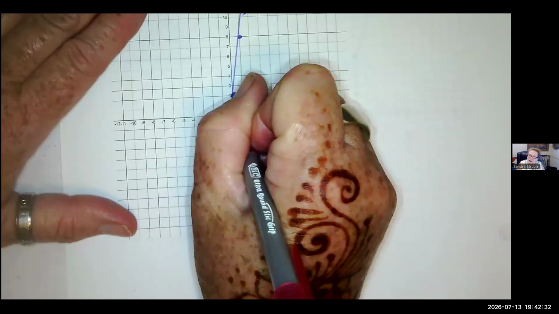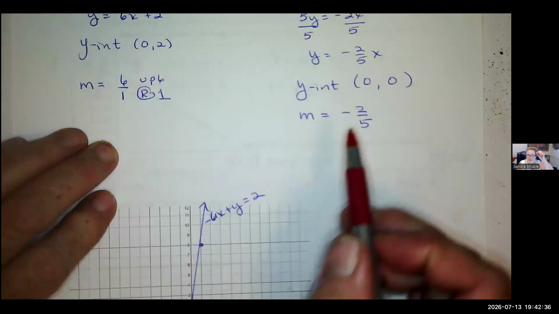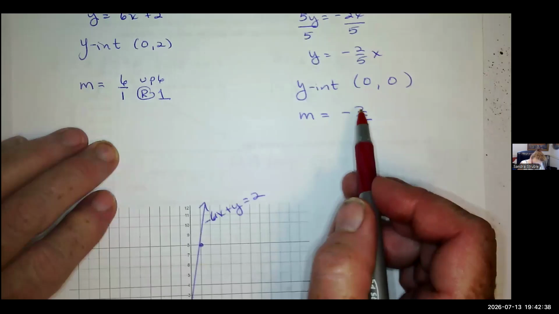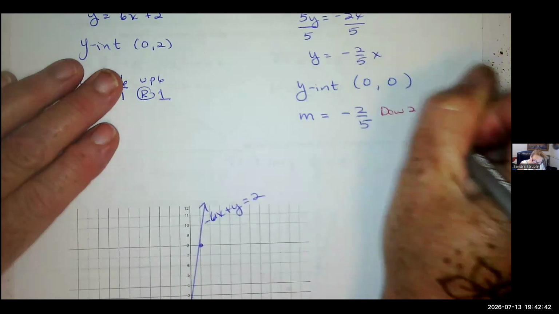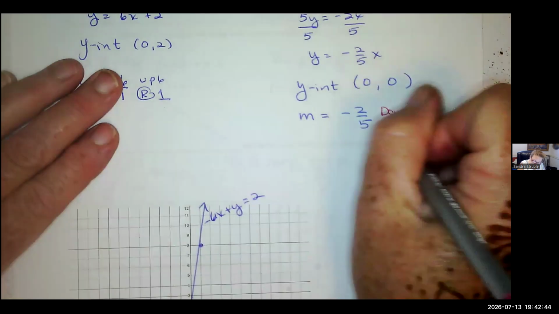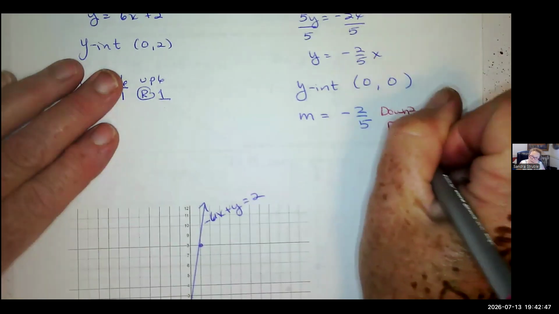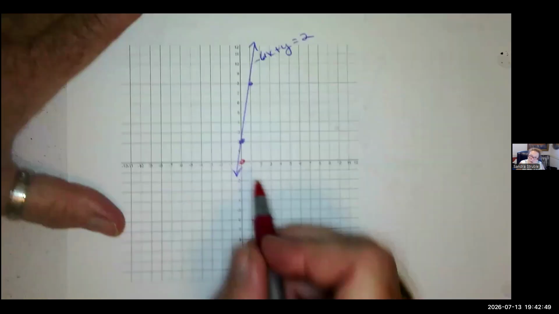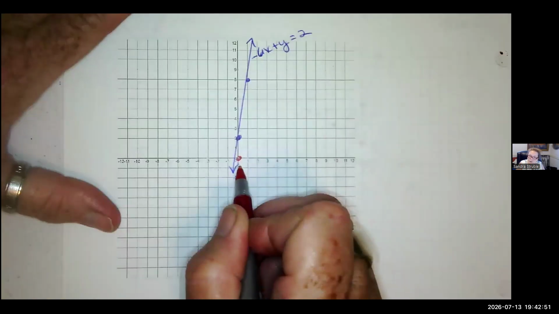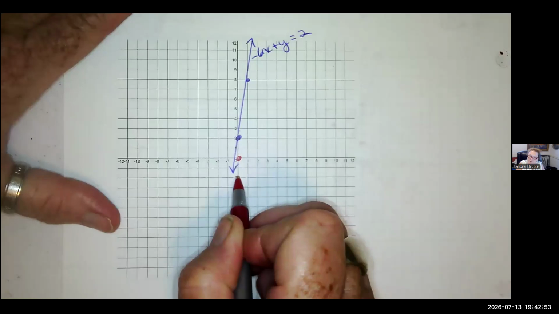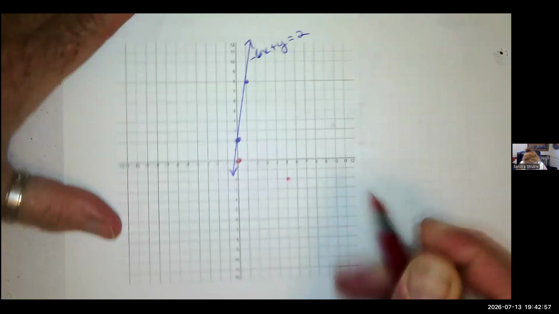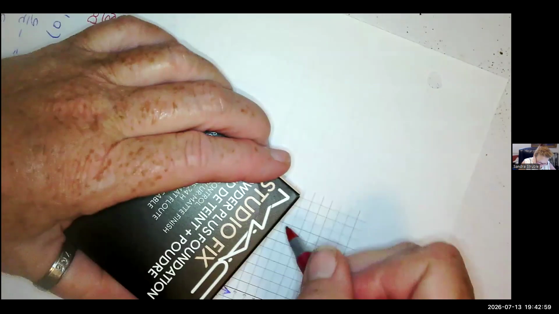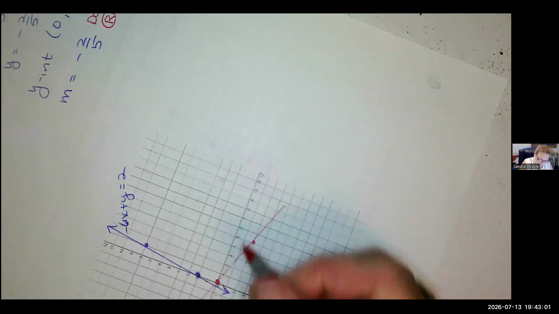And then from my y-intercept, I'm going to go negative 2 for my rise. So that means down 2. And I'm down 2. And then I'm going to run to the right 5. From my y-intercept, I'm going to go down 2 and run to the right 5. 1, 2, 3, 4, 5. Place my point. Graph it. And then label it.